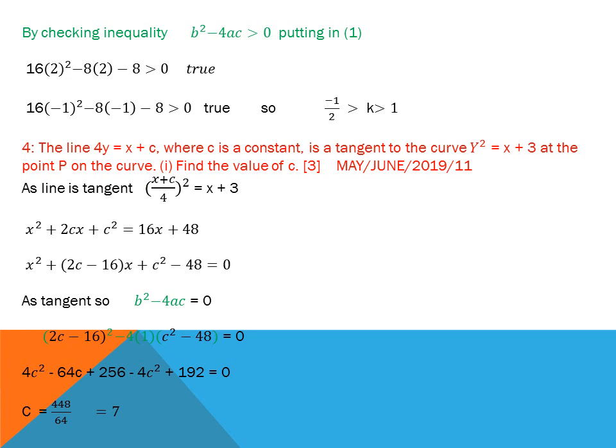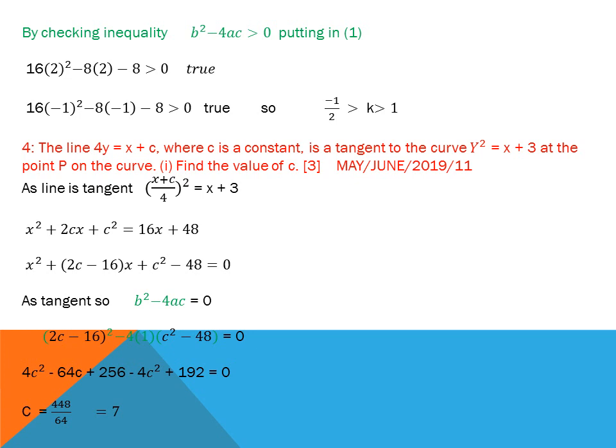(x + c/4)² = x + 3. I expand the quadratic formula: x² + 2cx + c²/16. The 16 should be multiplied on the right-hand side, so 16x + 48. When I simplify by taking these two values to the left-hand side, it becomes x² + (2c − 16)x + c² − 48.